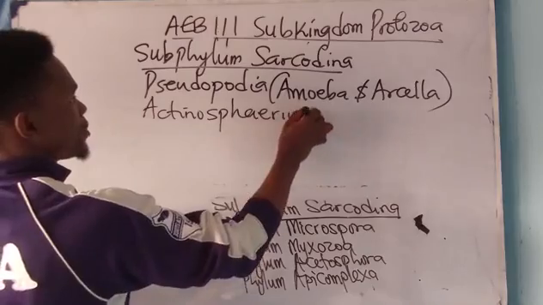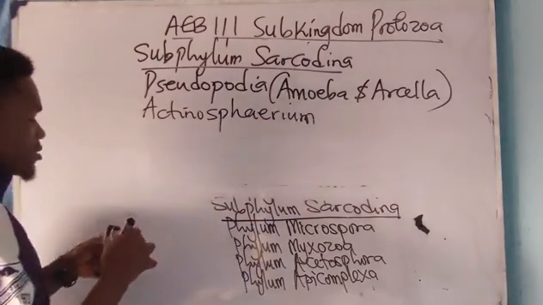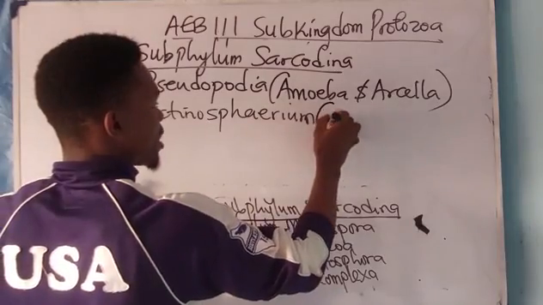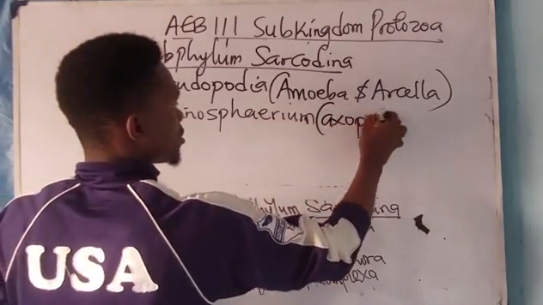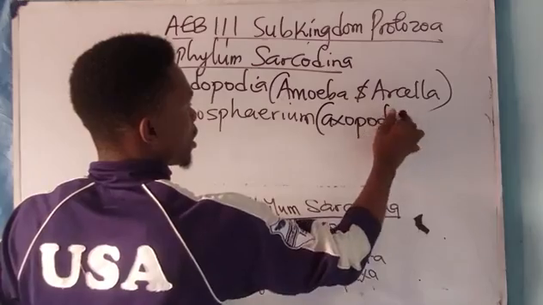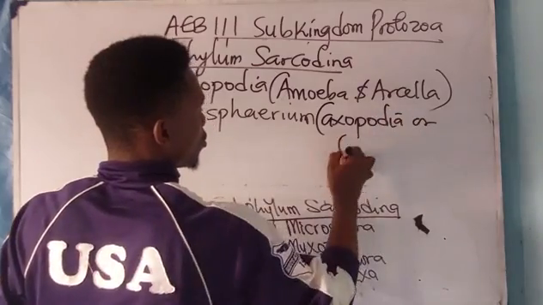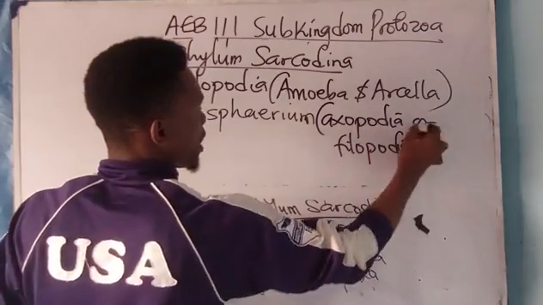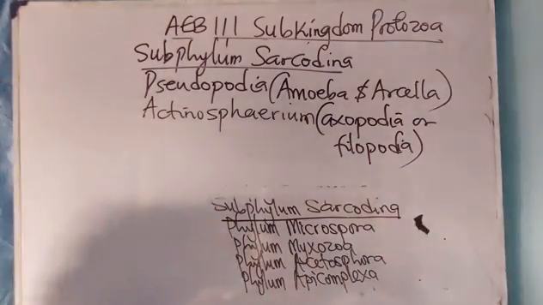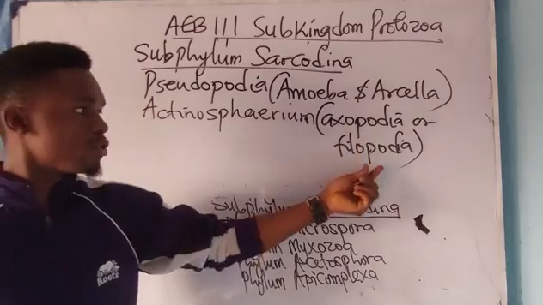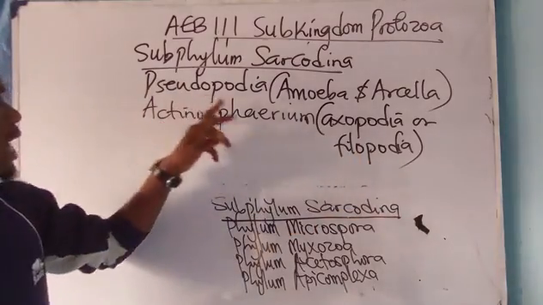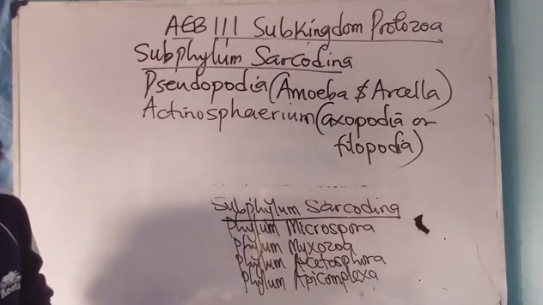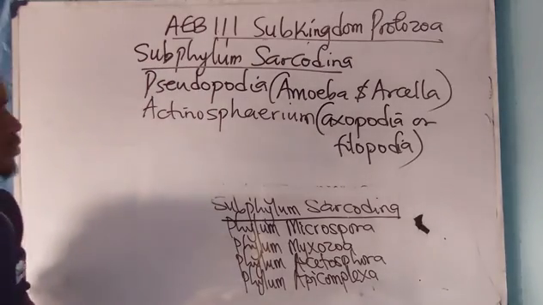Another example is Actinosphaerium. Actinosphaerium uses axopodia or filopodia for locomotion, while Amoeba proteus and Acela use pseudopodia for locomotion. Please take note of that.